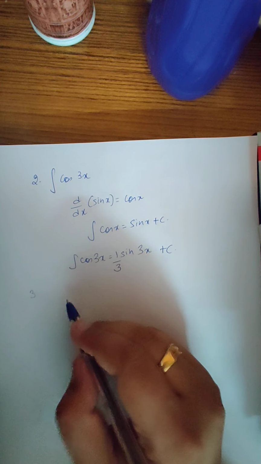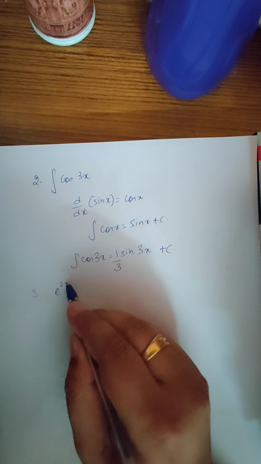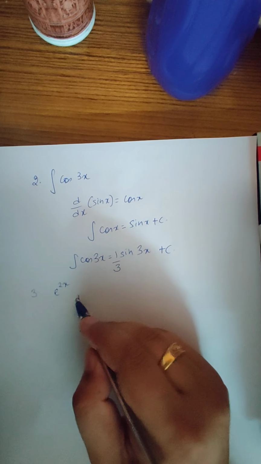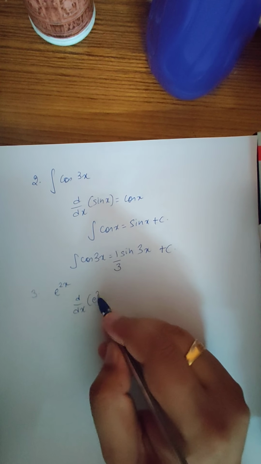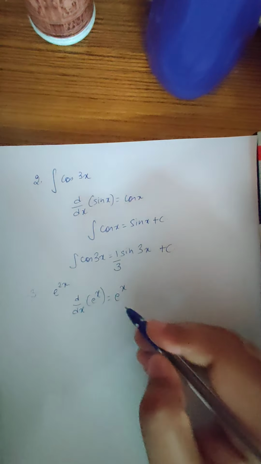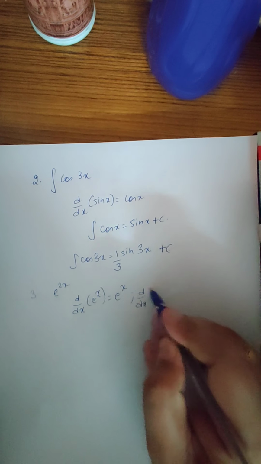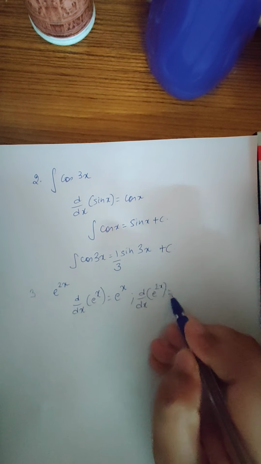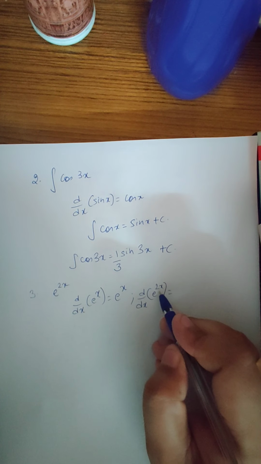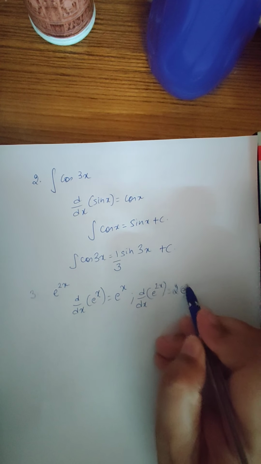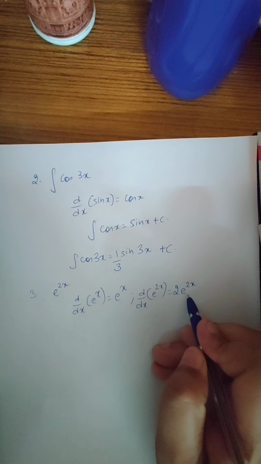The third problem is to find the integration of e power 2x. So d by dx of e power x equals e power x. d by dx of e power 2x will be, when you are differentiating, the coefficient of x should be multiplied: 2 into e power 2x. The e power 2x is written as it is.